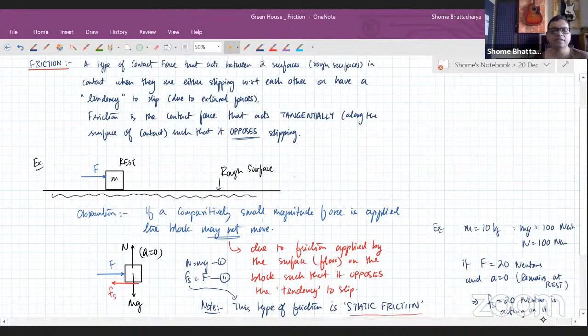And the magnitude of static friction is equal to the external force of 20 newtons. And you can see how the static friction is acting. It is acting tangentially such that it opposes the tendency to slip. It acts tangentially. So tangential का मतलब क्या है? Along the surface. At the surface of contact, it is acting along the surface. Whereas normal means perpendicular to the surface.